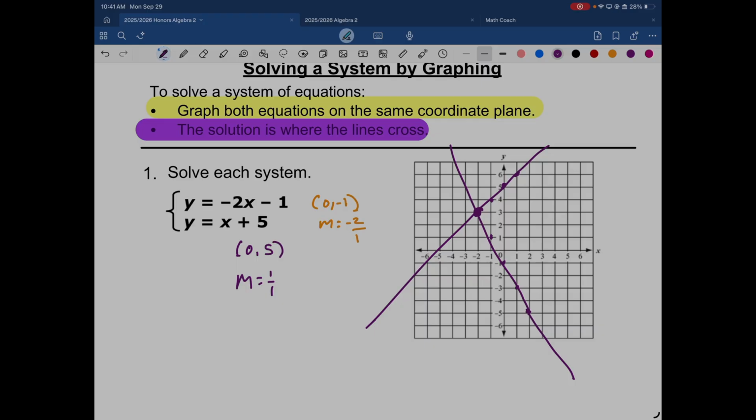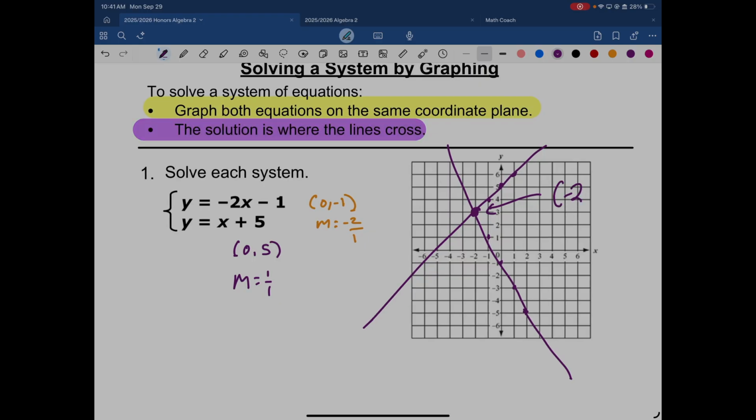Okay, so again, these are hard without straight edges. So that point right there is going to be my solution: negative 2, 3. Is that what everybody else got? If you look at your graph, negative 2, 3. Those of you that were far more accurate than I am with this.